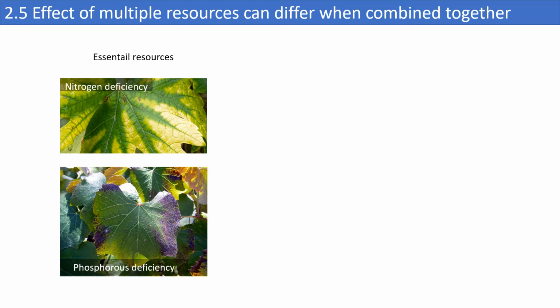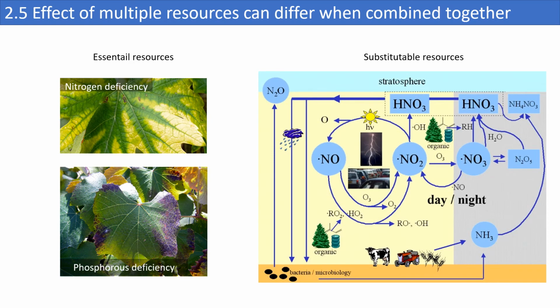Nitrogen is used in amino and nucleic acids, and phosphorus is used for the production of nucleic acids. There is no way one of these resources can substitute the other. Alternatively, two resources can be substitutable. When one resource is scarce, it can be replaced by the other. This is the case of different forms of inorganic nitrogen, such as nitrates and nitrites. They can both be used to acquire nitrogen via different metabolic pathways.